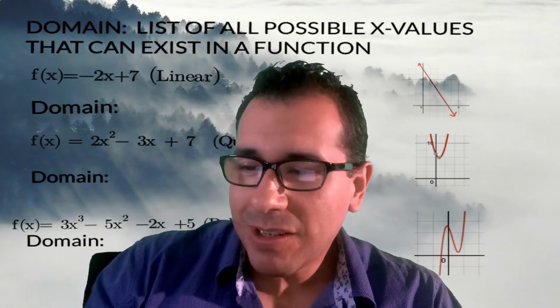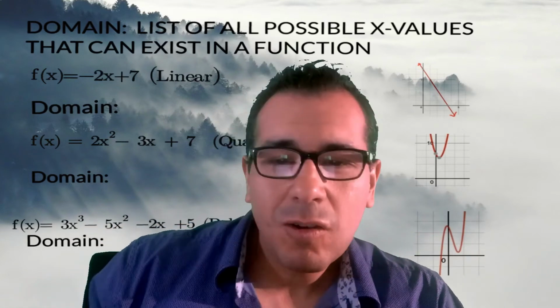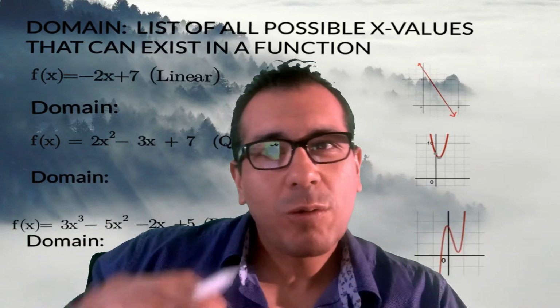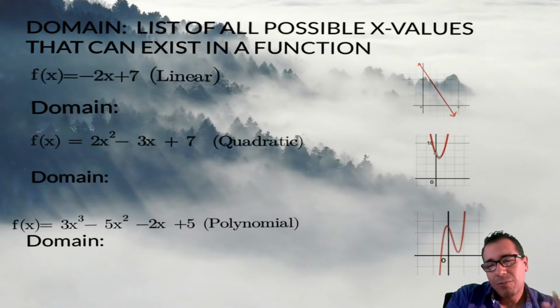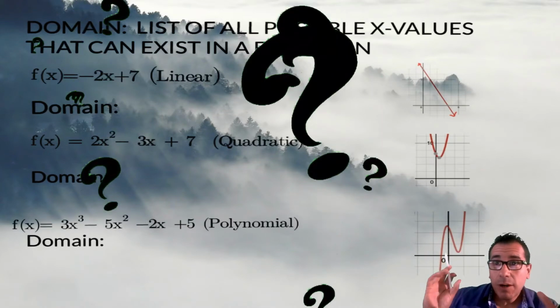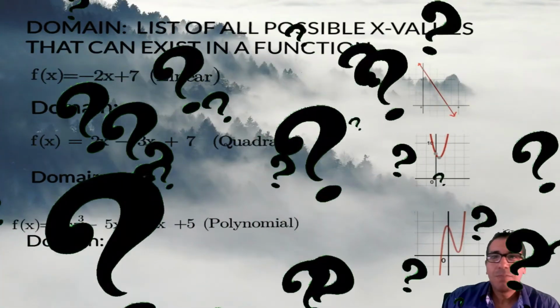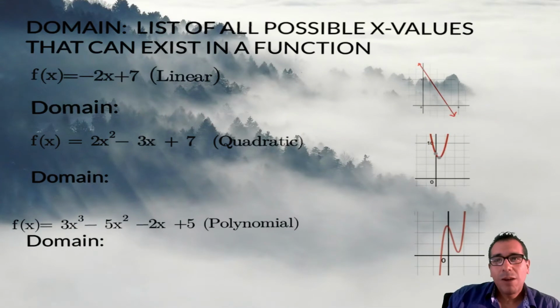All right. So first, let's go ahead and read this, and then we'll break it down further. We'll translate it into English for you. The domain, we could write it as the list of all possible x values that can exist in the function. And I see all the question marks just populating. The way I want you to think about it is, let's look at this first linear function here. What values of x can I plug in there that, when I plug it into my calculator, it's not going to give me an error?